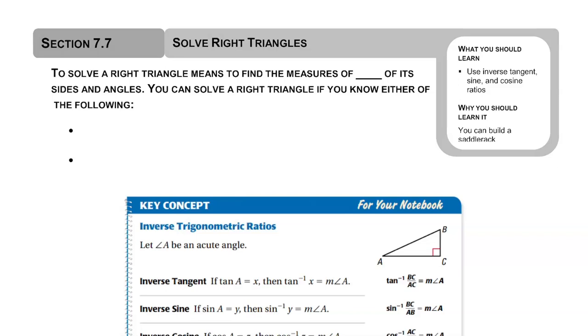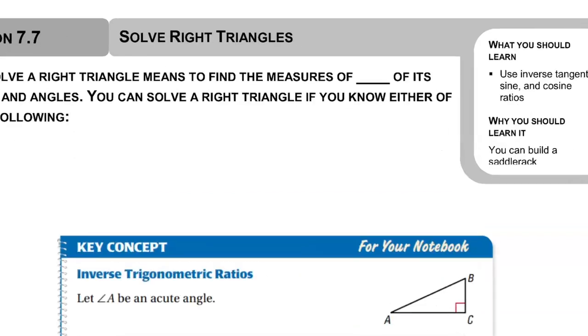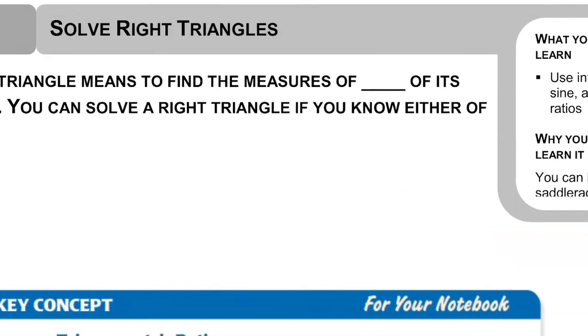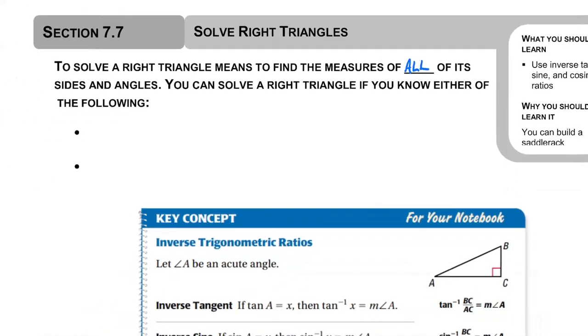Right triangle. So this is the final thing we're going to do, where I'm going to give you a triangle, and you're going to tell me all three sides and all three angles. Depending on what I give you, you have options on how you're going to solve. To solve a right triangle means to find the measures of all of its sides and angles. So three sides, three angles. We're only going to be solving right triangles. If it was any other kind of triangle, we couldn't do this, but for right triangles, we can.